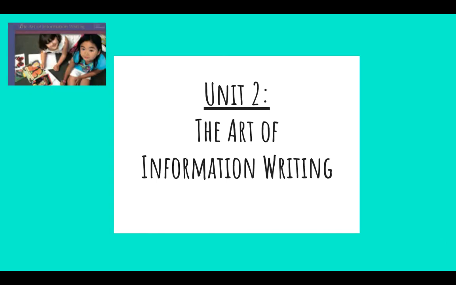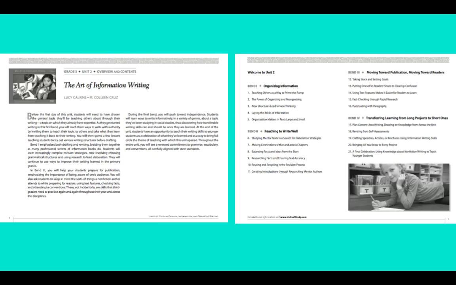Turn to pages 4 and 5. Here you'll see an overview for the second unit in the kit. Unit 2 is titled The Art of Information Writing. Following narrative writing, students move to information writing. A summary of this unit is provided on page 4, with page 5 detailing the bends and sessions. There are 4 bends for this unit and a total of 21 sessions. Session names are listed so that you can see teaching points for the unit.